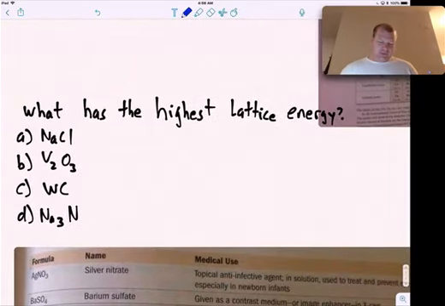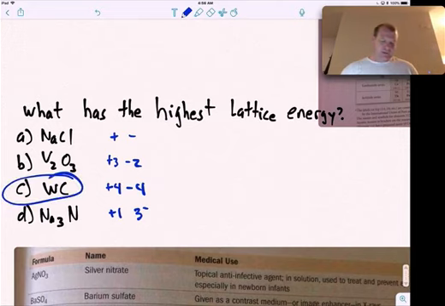So you can pause this if you want to try and figure this out on your own. What is the highest lattice energy? And I told you the charge is the highest, so if you look at the charges, vanadium oxide is going to be +3 -2, tungsten carbide +4 -4, and the other +1 -3. So from all of these, it's just plain old magnitude. Tungsten carbide has the highest energy here.